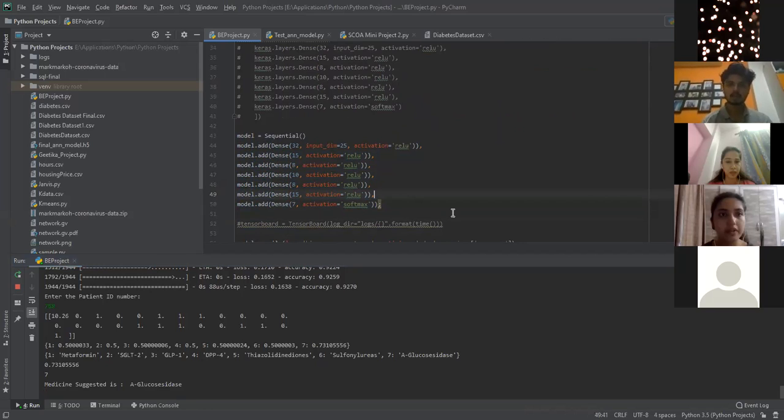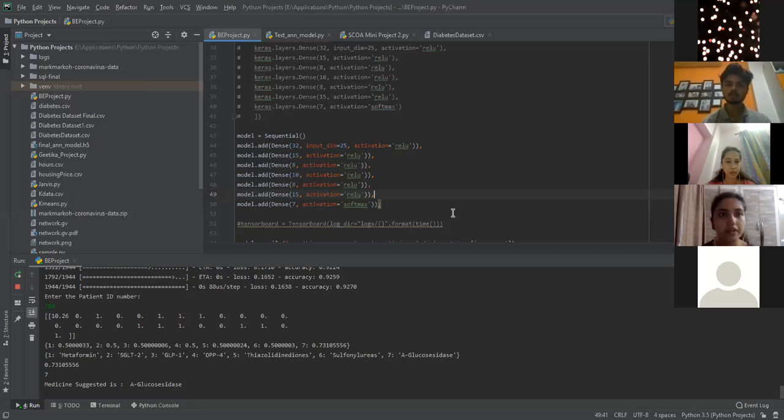In the hidden layers, we have used the ReLU activation function because the patient data is binary data as previously seen, it will be in the form of 0 or 1, and no negative data is there. So as a probabilistic output, we'll never get a negative value.